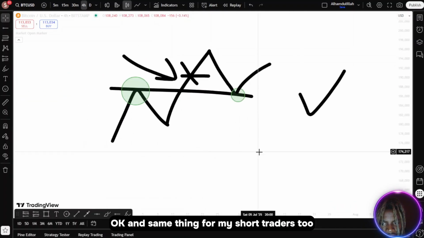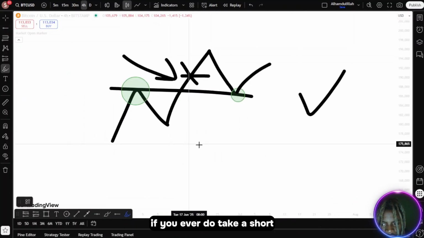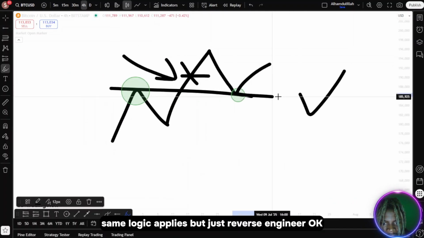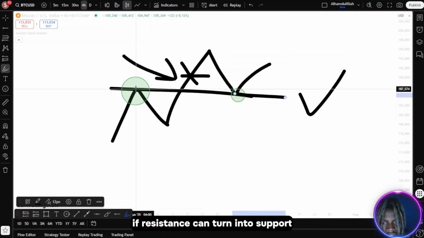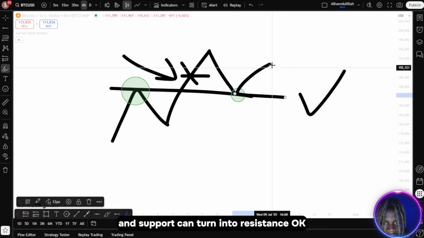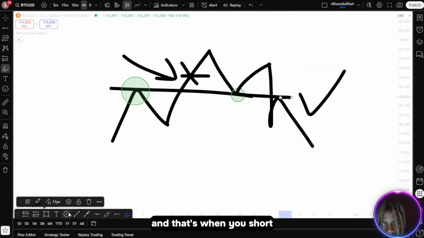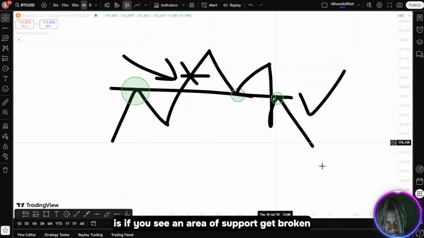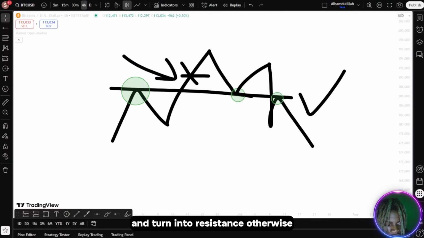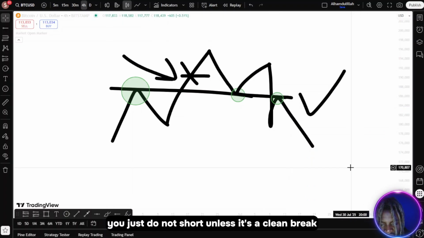Same thing for my short traders too. If you ever do take a short, the same logic applies, just reverse engineered. If resistance can turn into support, then support can turn into resistance. And that's when you short. The only time you ever short is if you see an area of support get broken and turn into resistance. Otherwise, you just do not short unless it's a clean break and retest.